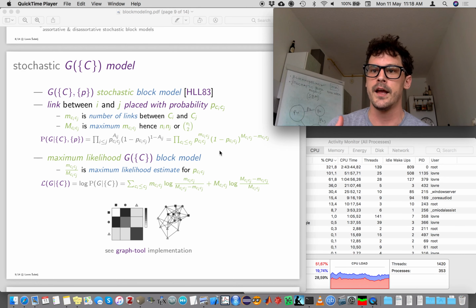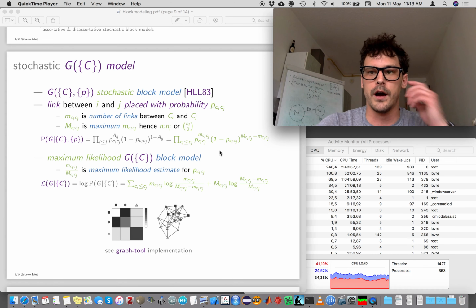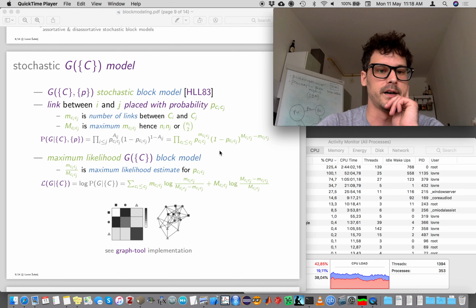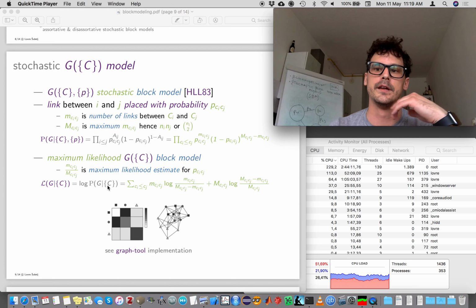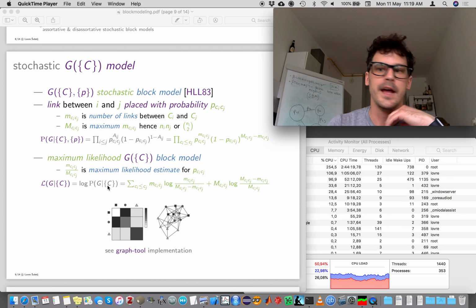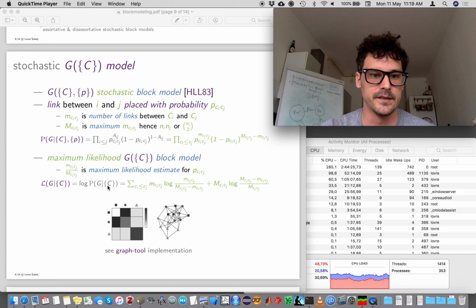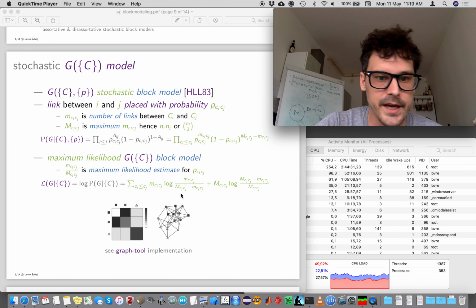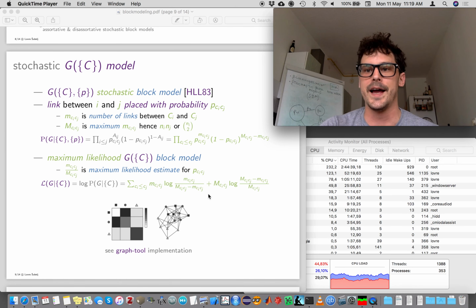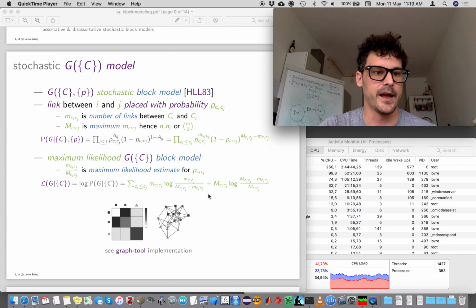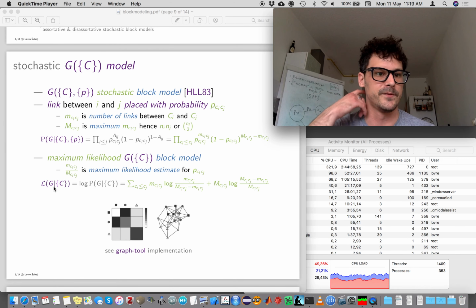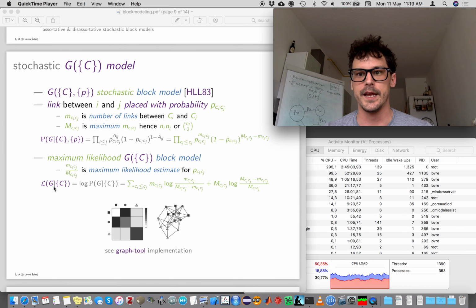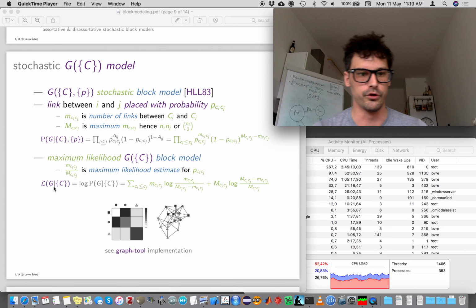We rather sum the values, so under the logarithm, the product becomes a sum. And since the logarithm is a monotonically increasing function, the maximum will be at the same place. And this here at the bottom is the final formula that we get. So we get the log likelihood of a particular network or graph that we observe, given some partitioning into groups.